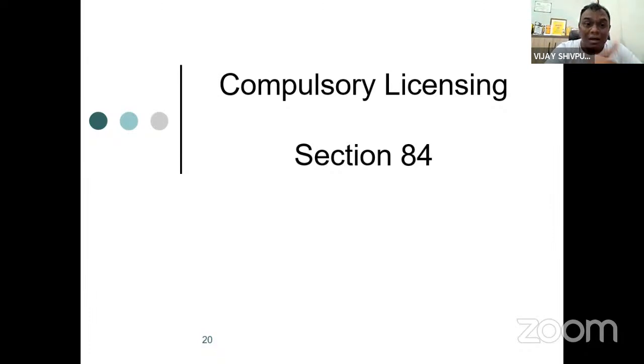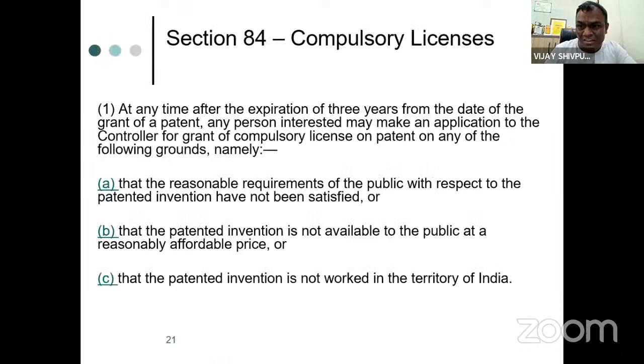Very interesting case. Before I move on, I must take this opportunity to thank one of my close friends, who worked with me for a long time, Miss Mitali Bhagwat. She had prepared all these slides for compulsory licensing 5 years back when she was working with me.